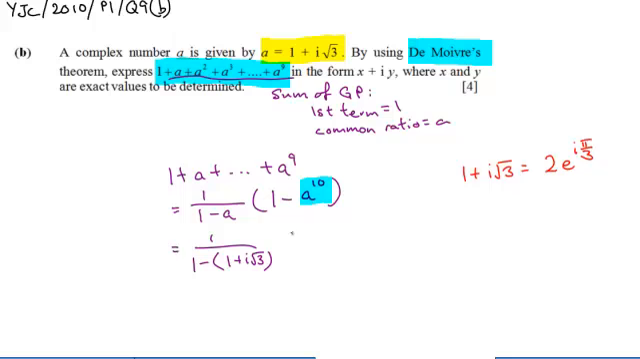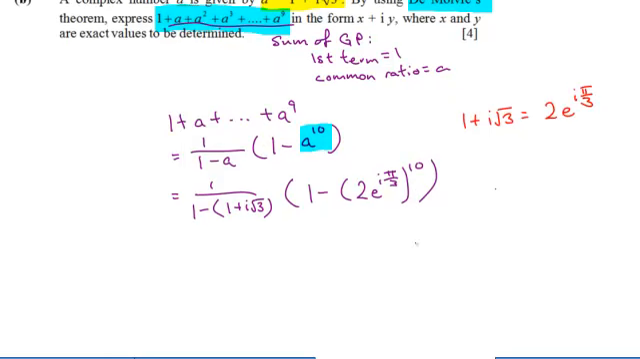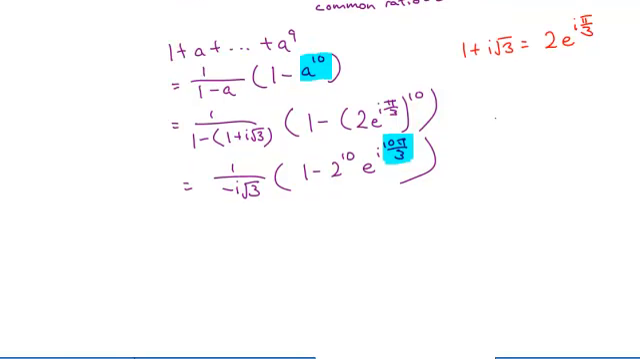So this becomes 1 minus 2e^(i pi over 3) whole thing to the power of 10. The reason why we want to express that in the exponential form is so as to apply de Moivre's theorem easily. So this is what I have, and then I get 1 minus 2 to the power of 10 e^(i 10 pi over 3). This is an argument which is outside the principal range.